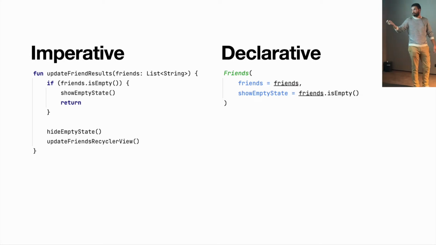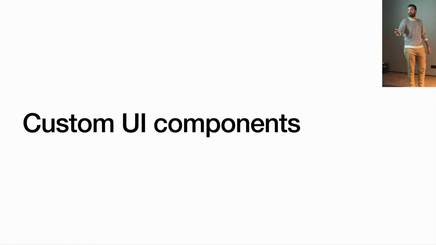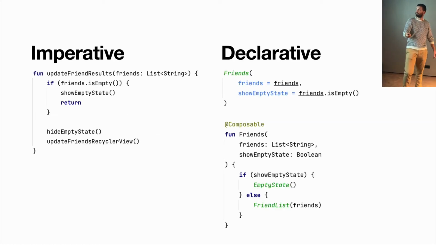But of course, we don't want to forget about what is happening behind this friends composable. So of course we need to get everything set up. We essentially need to have the check if we really want to show the empty state or the friends list.